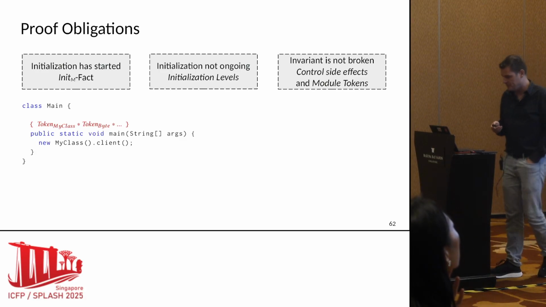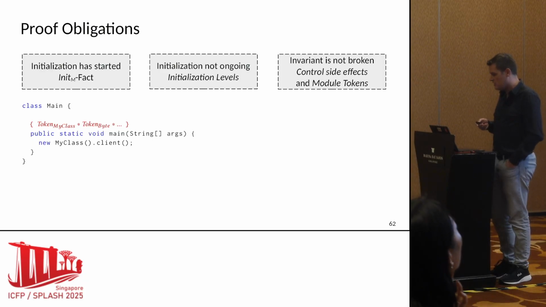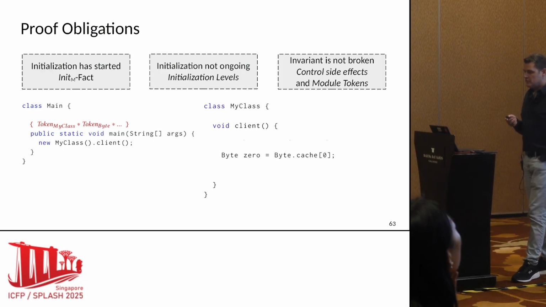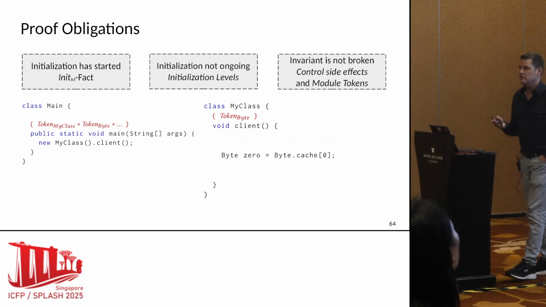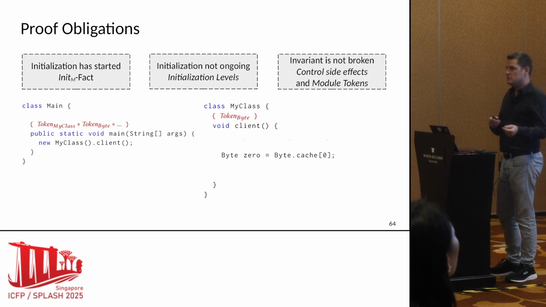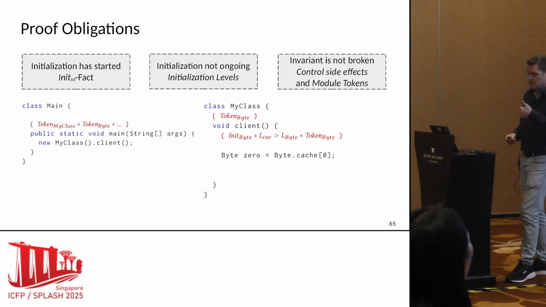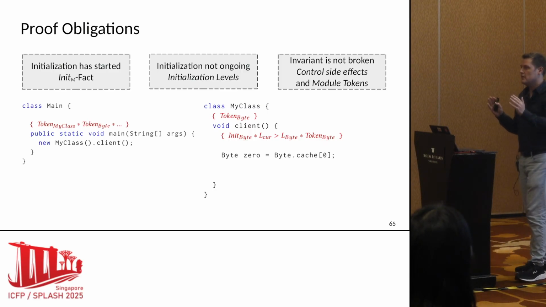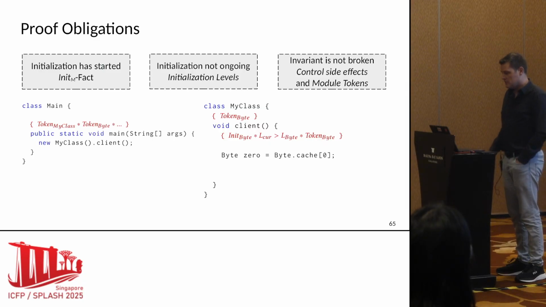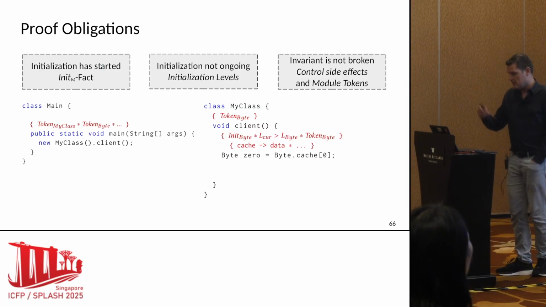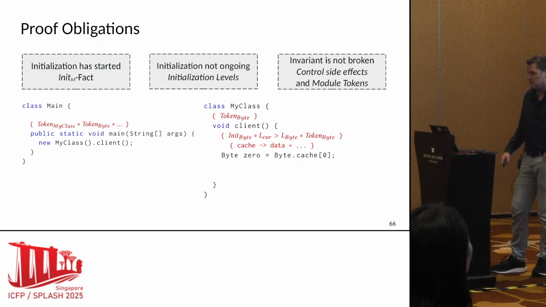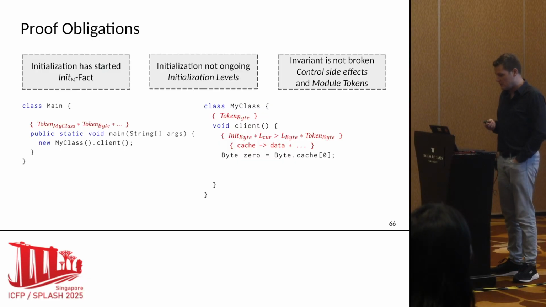around in the program. So if I finally want to verify my client code here, what I would have to do is first of all give it a precondition that says, if you want to call this, you have to give me the token for the byte class. And now I have the init fact for the byte class, I satisfy the level constraint, and I have the token. And these three things together, I can now exchange for the invariant of the byte class. And that now gives me ownership of the cache field and tells me that the field is not null and contains the right amount of values, etc.